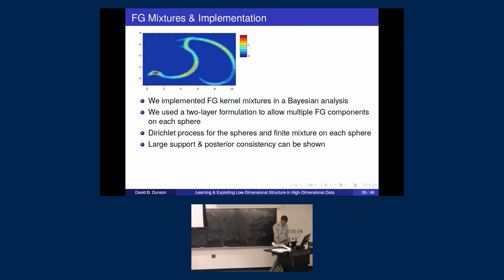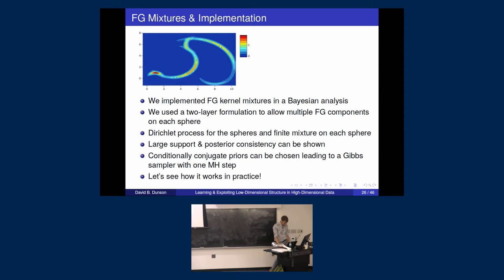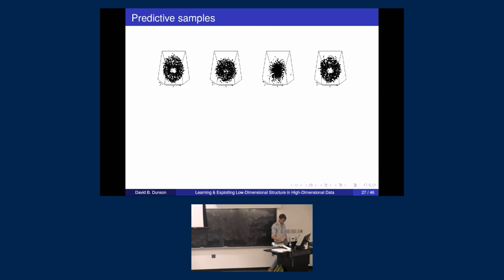We can show theory things that nobody cares about, like asymptotics. It was a simple Gibbs sampler, as I said. Let's see how it works. Okay, so here's a little nastier example than the ones I showed earlier. This is a noisy torus. So the torus is another example that should be bad for spherelets, because as you move along the surface of a torus, the curvature changes wildly, from negative to positive.